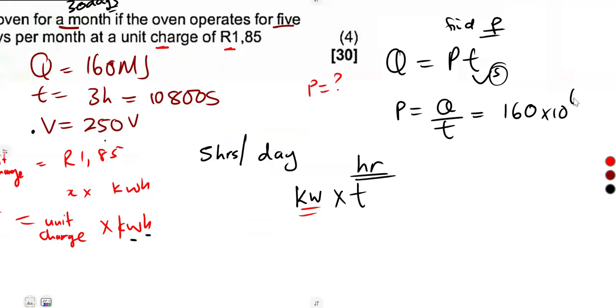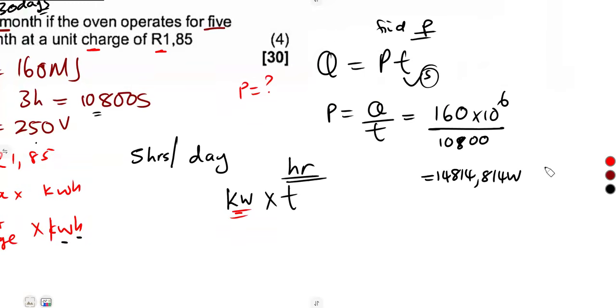160 times 10 to the power of 6, our energy, over the time, 10,800 in seconds. From this formula, guys, to obtain these megajoules, you must have your time in seconds. So that is the idea about that, guys. So this is going to give us the power, and that power was going to be 14,814.814 like that in watts, but we need kilowatt.